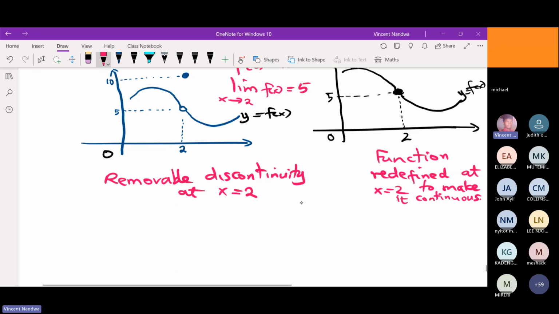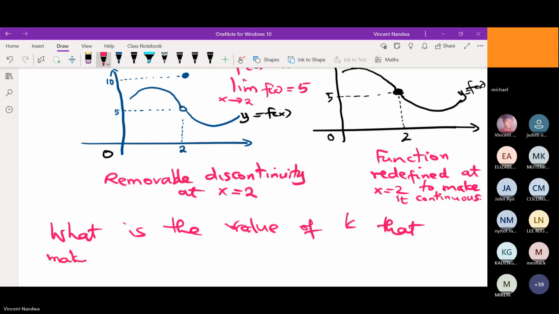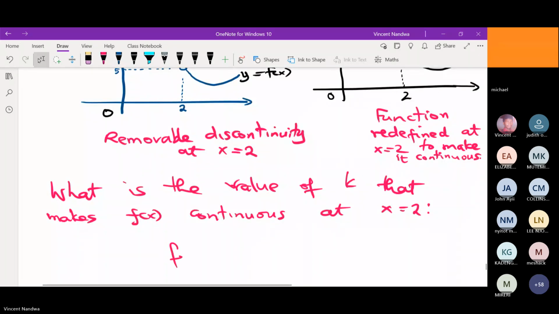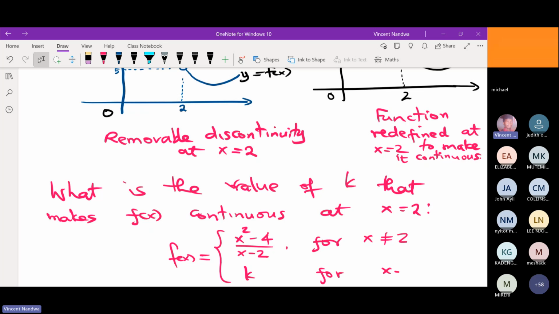Like you may be asked, what is the value of k that makes f of x continuous at x equals 2, assuming we have f of x defined as x squared minus 4 over x minus 2 for x not equal to 2, and k for x equals 2.